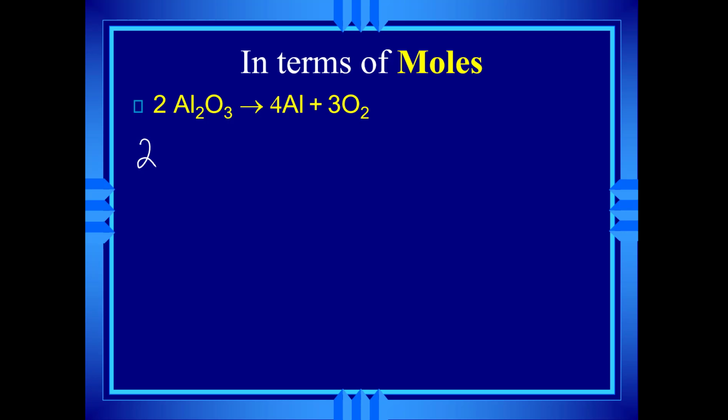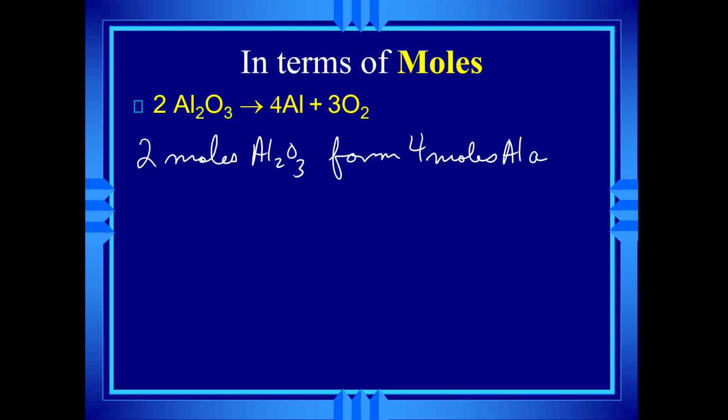Your homework is going to ask you to interpret equations in terms of particles. We saw that first. Then it's going to ask you to do it in terms of moles. This is how you do it in terms of moles. 2 moles Al2O3. Form. You got my arrow. 4. The next word is, just put the word moles in. 4 moles of Al and 3 moles.